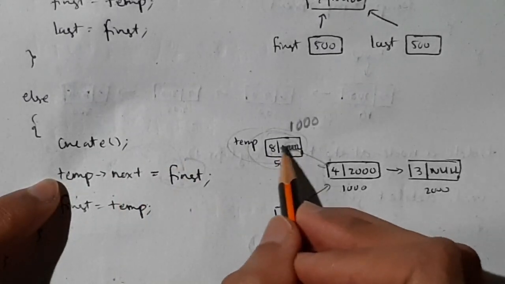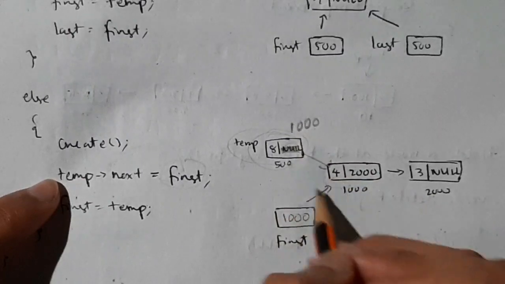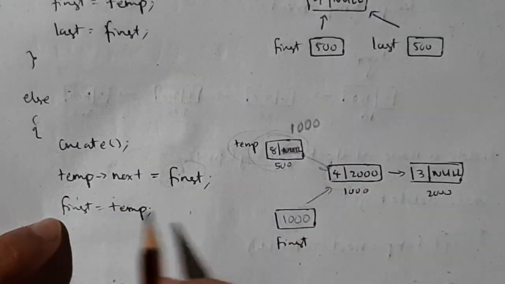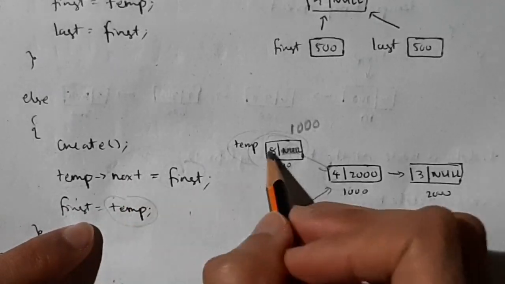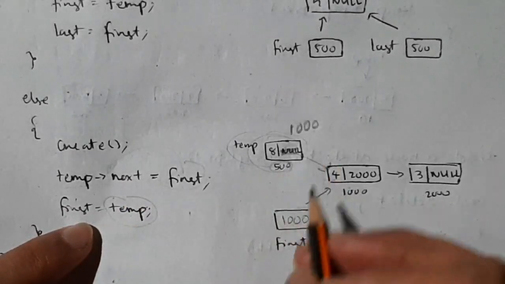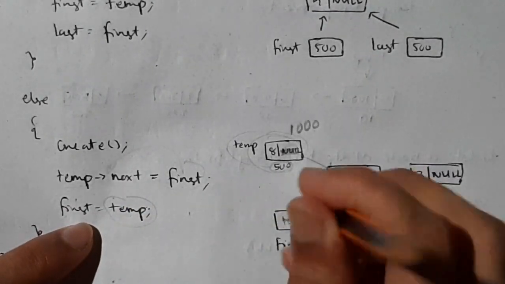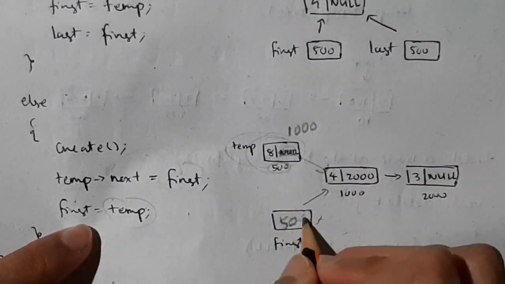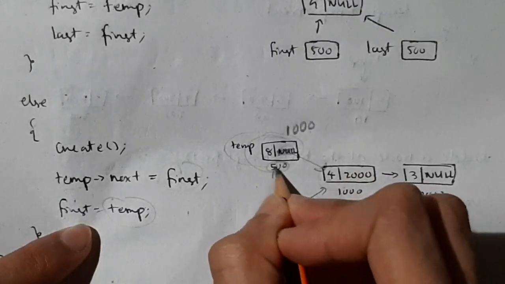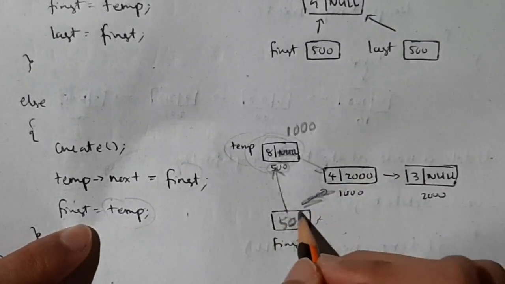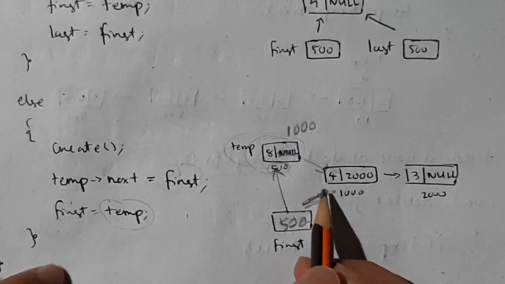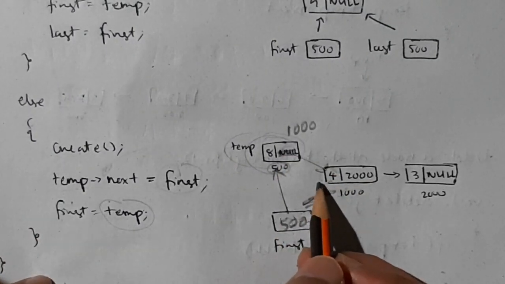This is temp->next; it will have the location of this node. Then you have to make first = temp, meaning temp's memory location, which is 500, will be stored in first. When that is stored in first, first will be pointing to this node. Since temp is the first node, it will not point to this, it will point to this. And this connection is also made. That's the way to insert a node at the beginning.